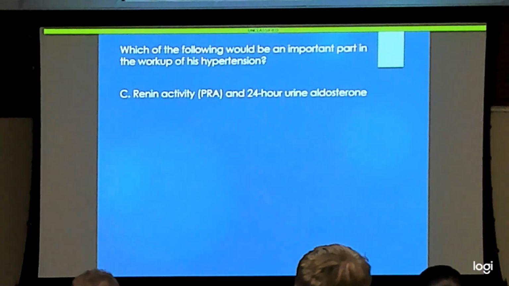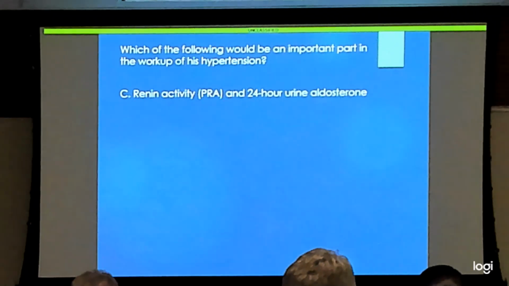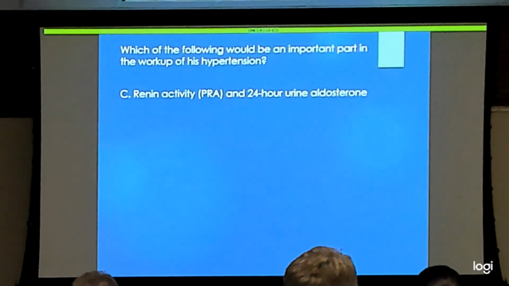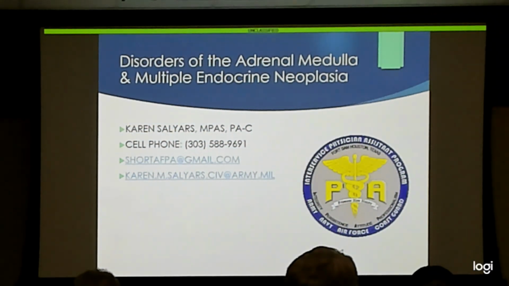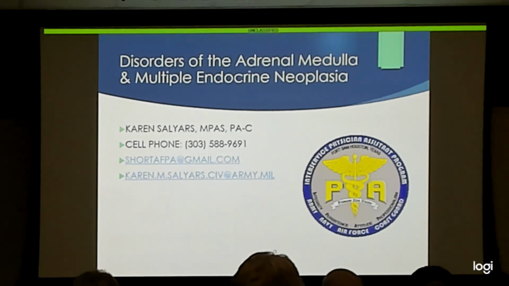So the answer is plasma renin activity and 24-hour urine aldosterone. For renin activity, you check their aldosterone level and you check the potassium level again. That's very important. You kind of know why you're doing that, and then you confirm with that. Because what do you think the patient has? Exactly, hyperaldosteronism. Does that make sense? It wasn't Cushing's and it wasn't Addison's.